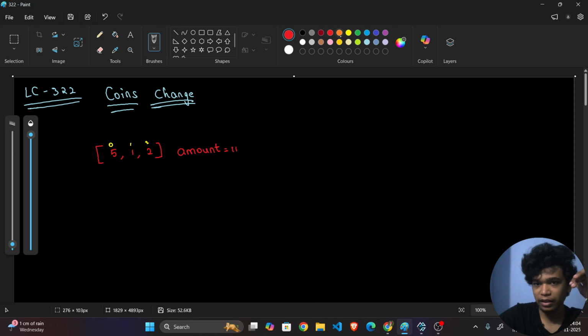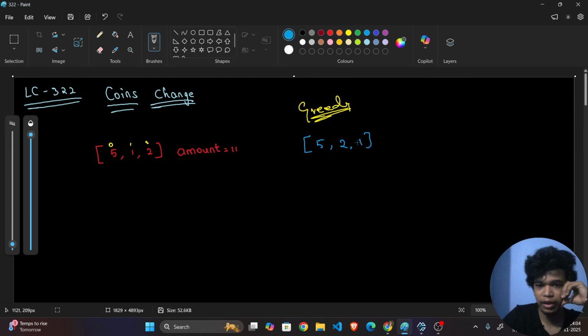The simplest and the first approach that comes into our mind is a greedy approach, right? Because they have asked us to find the minimum, so always we will go to the greedy approach. In the greedy approach, what we are going to do: I will sort it in descending order, which means 5, 2 and 1, like this. Now I will take this 5 first. Amount is 11 initially, so 5 is lesser than this 11, right? So do 11 - 5, which is equal to 6. Now 6 is again greater than 5, then again do -5, which is equal to 1.